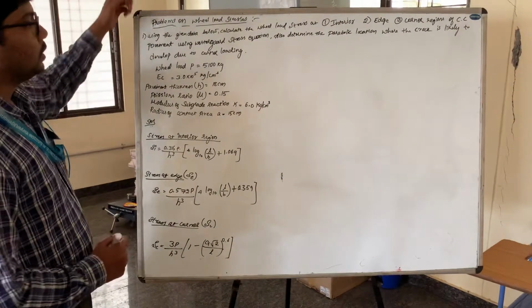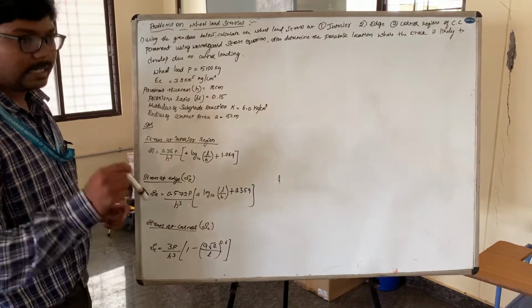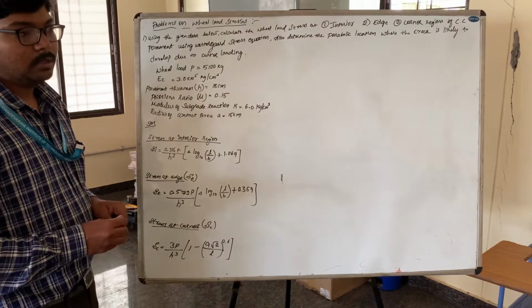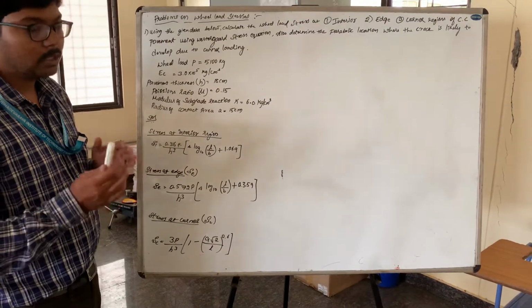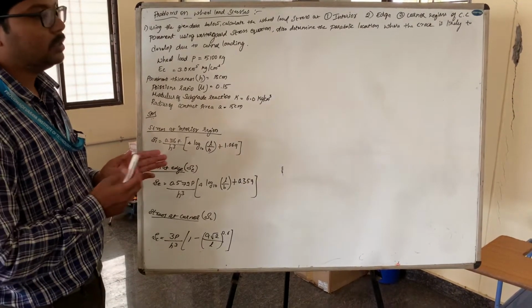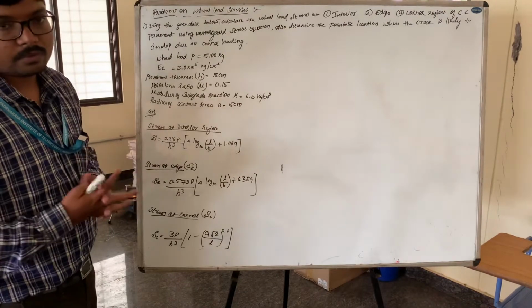So we have to find out the stress at interior, edge and corner, with respect to parabolic action at the corner place. We have to find out the diagonal distance of the cracks.